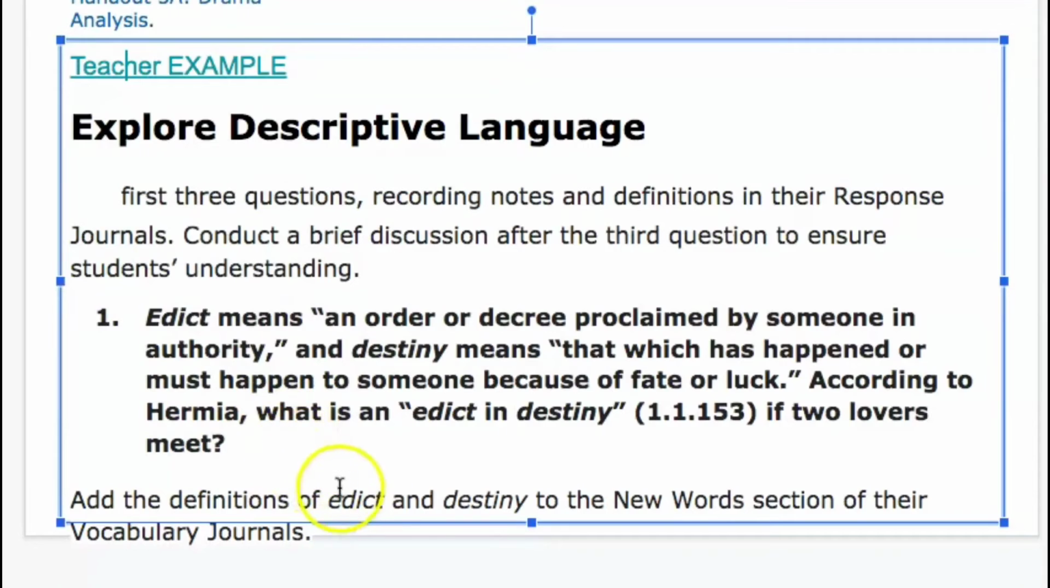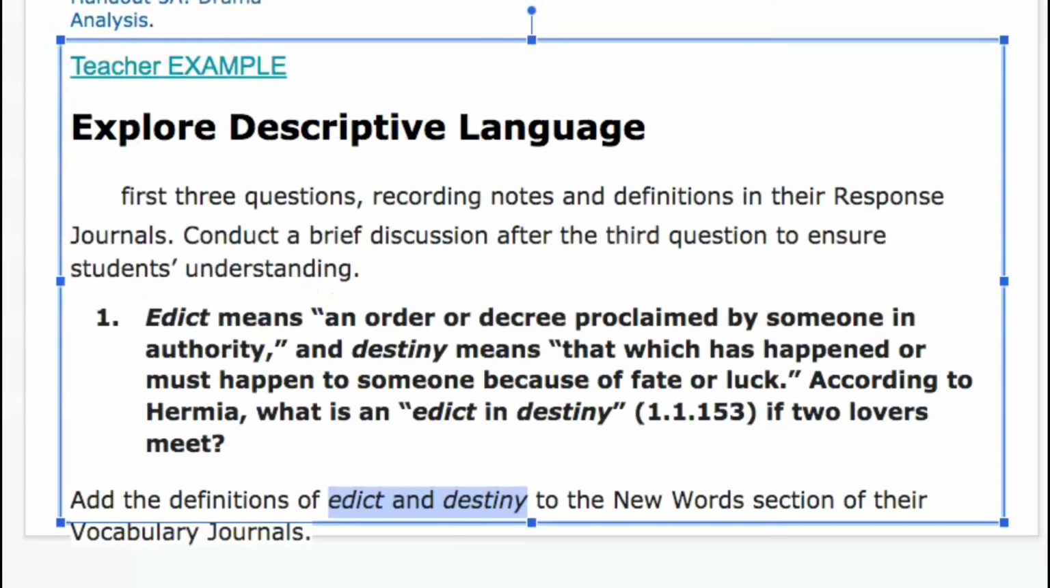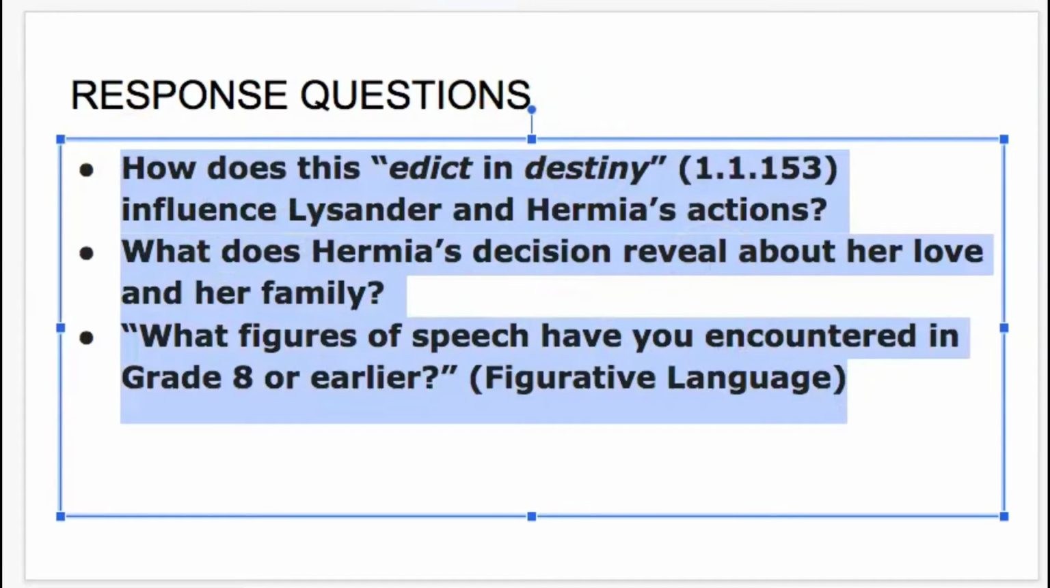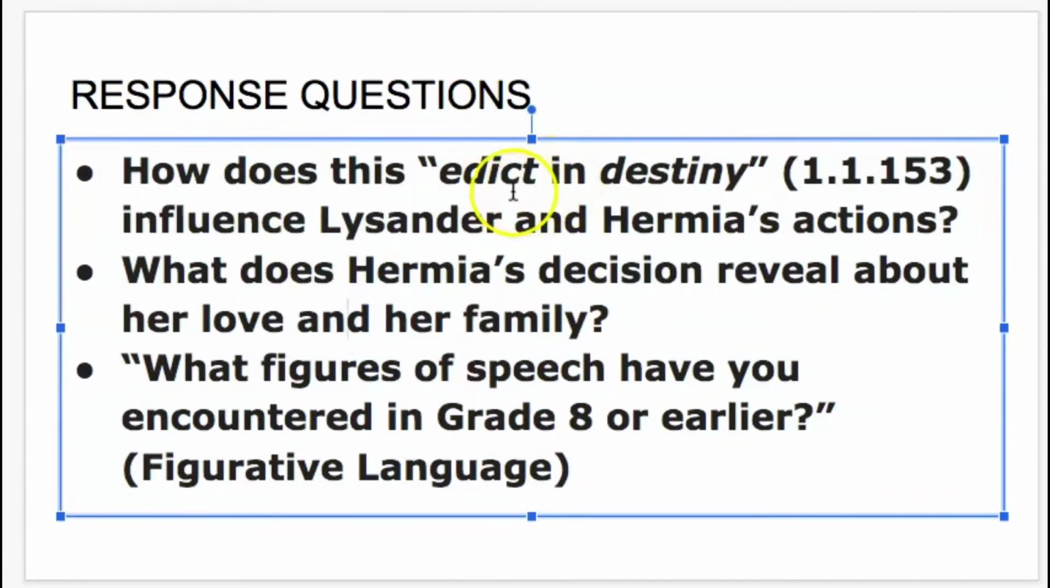Then I want you to add the definitions of the words edict and destiny to your journals. Then we're going to have a few questions that we're now going to answer. How does this edict and destiny, Act 1, Scene 1, line 153, influence Lysander and Hermia's actions? What does Hermia's decision reveal about her love and her family? And what figures of speech have you encountered in grade 8 or earlier when it comes to figurative language?